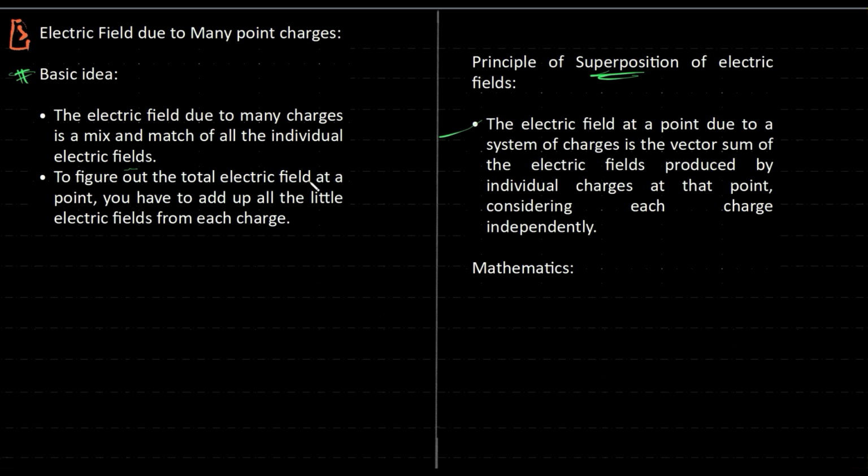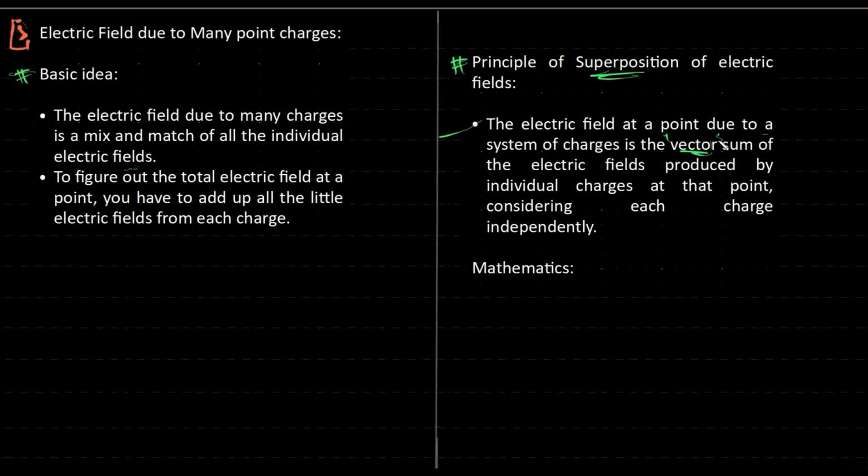To figure out the total electrical field at a point, you have to add up all the little electrical fields from each charge. How? Adding vectorially, vector addition. So again, we're going to make use of the principle of superposition of electrical field. The official definition is: the electrical field at a point due to a system of charges is the vector sum.